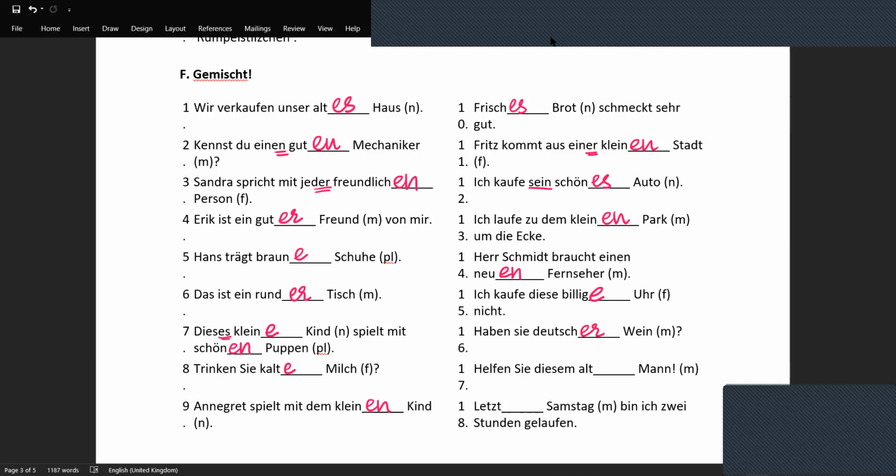Haben Sie deutschen Wein? Helfen Sie diesem alten Mann. Letzten Samstag bin ich 2 Stunden gelaufen. Now this last part is about the element of time used in a sentence, which always takes accusative, whether it's the accusative object or not. The element of time in a sentence is always accusative.